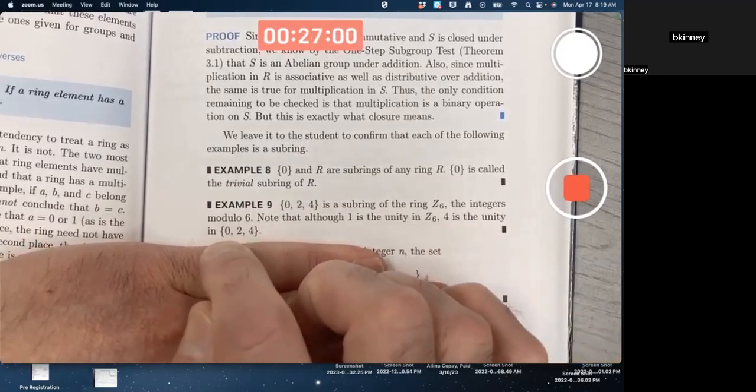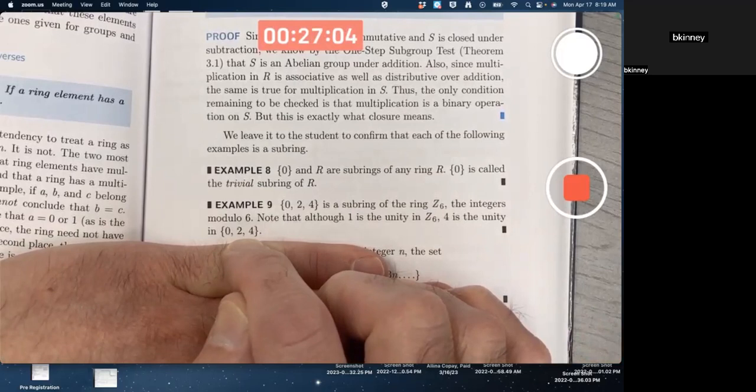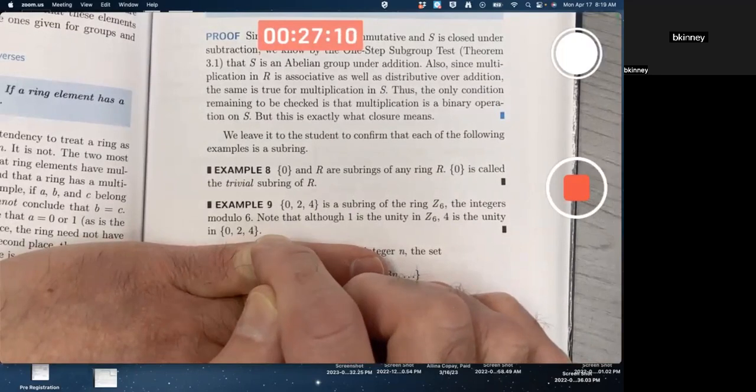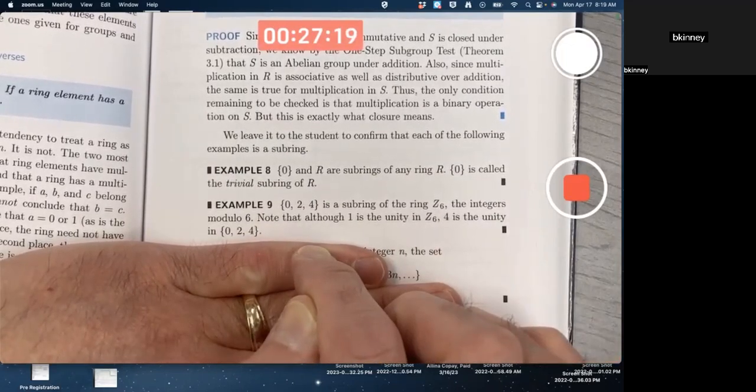Why? Well, 0 times 4 is 0, mod 6. 2 times 4 is 8, mod 6 is 2. 4 times 4, 16, is 4 mod 6. 4 is acting like the unity. It is the unity of this ring. But it's not 1.